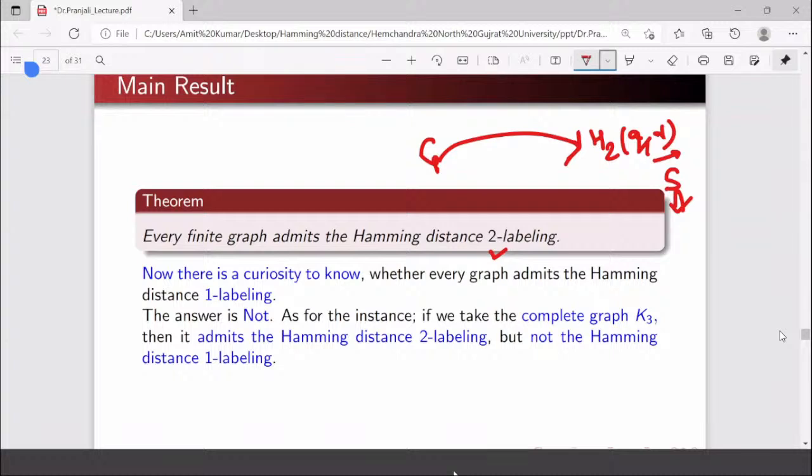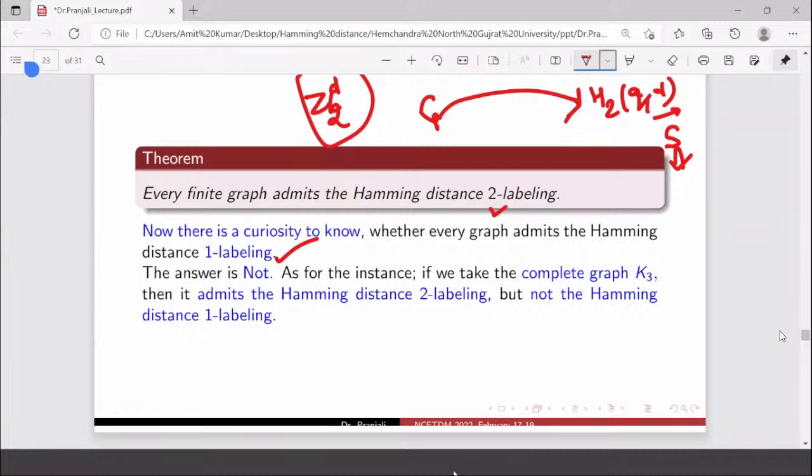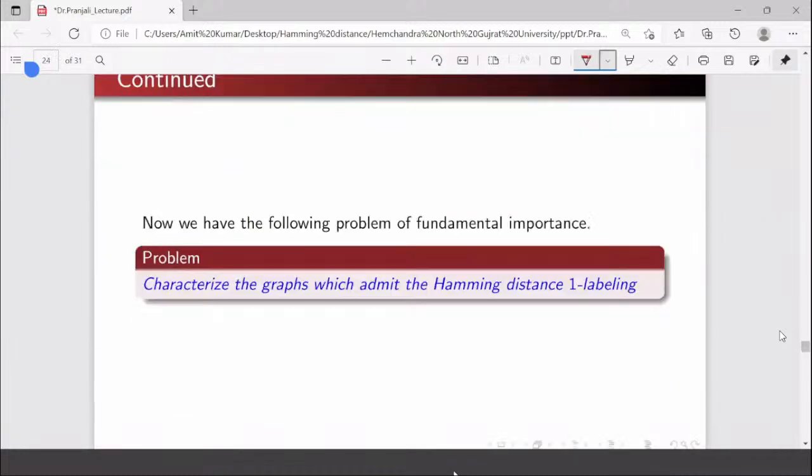Now there is a question of Hamming distance 1 labeling. Does every graph admit the Hamming distance 1 labeling? No. There does not exist any labeling with which we can label the complete graph where the pairs are at Hamming distance 1. So this problem can again be tackled: characterize the graphs which admit Hamming distance 1 labeling.